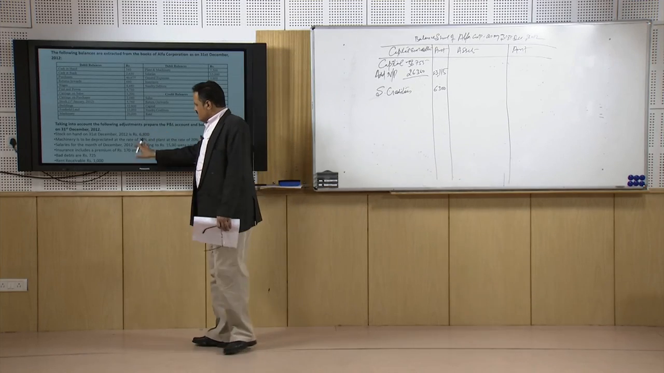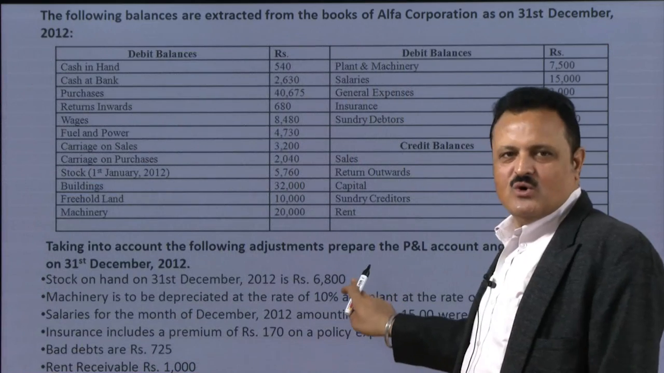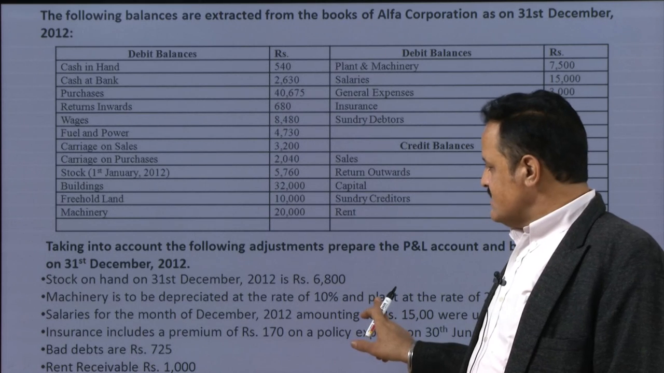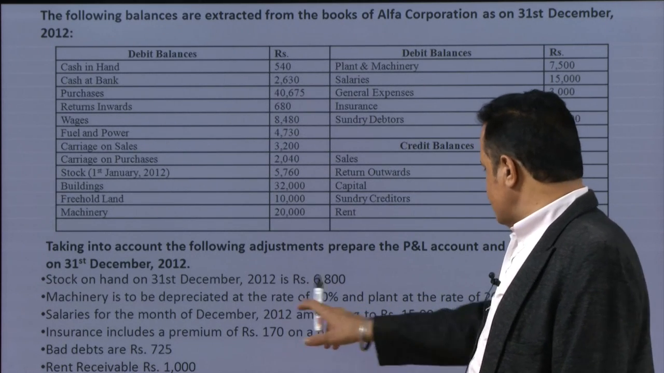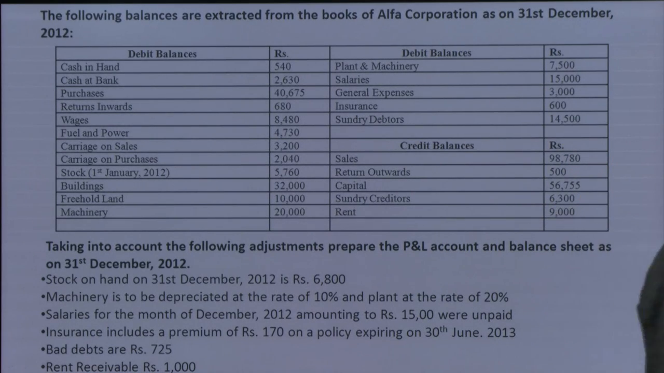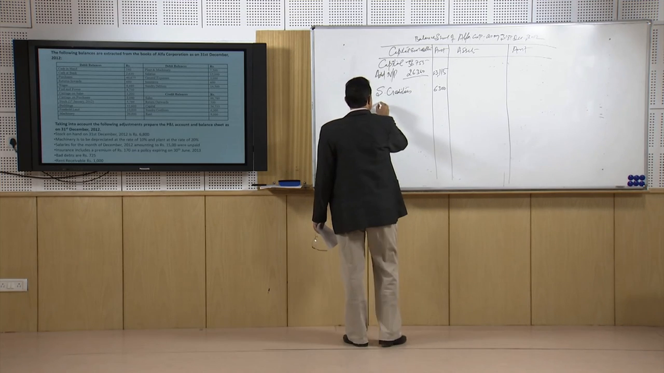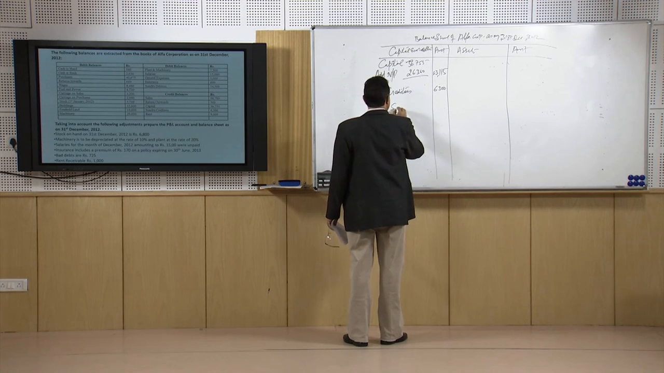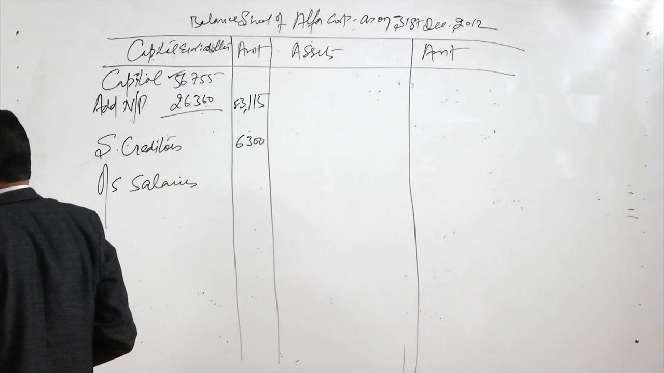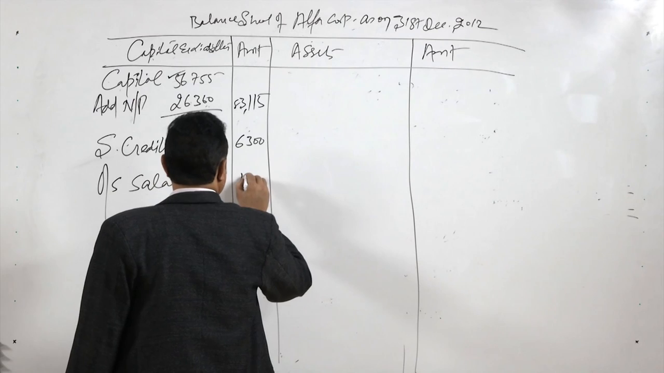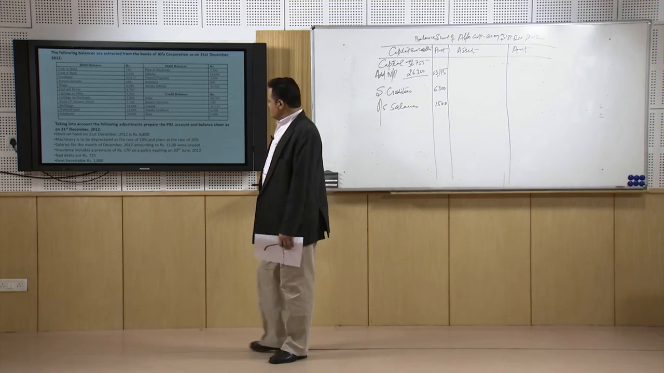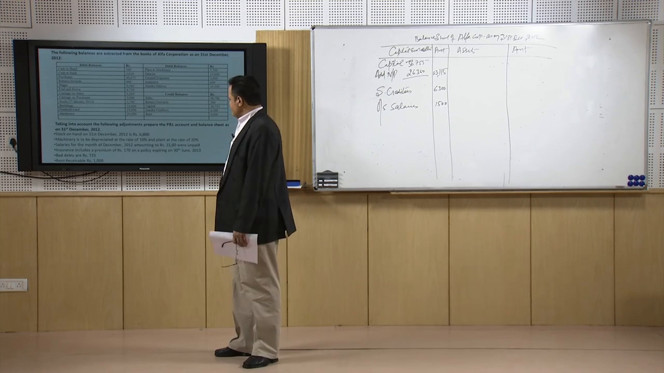Now, you come down to the lower part, the adjustments. Stock is an asset, it will go in the asset side of the balance sheet. Machinery depreciation will be adjusted on the asset side of the balance sheet. Salaries, yes, outstanding salaries. One effect we have done in the profit and loss account, the second effect we are doing here. So write here outstanding salaries, and outstanding salaries are 1,500. I think these are the total liabilities to be taken to the liability side of the balance sheet.